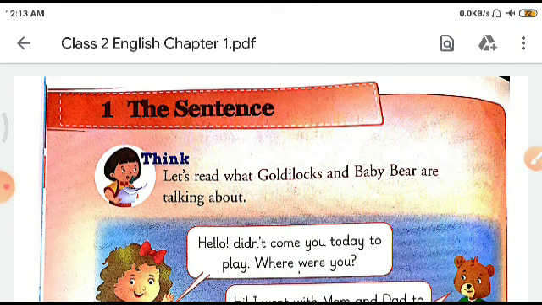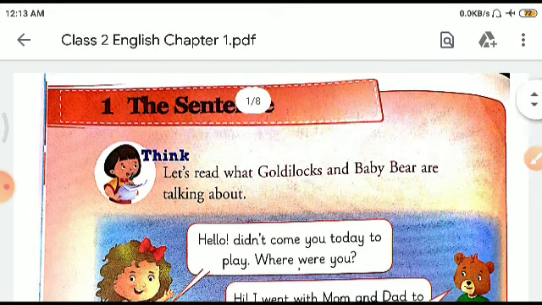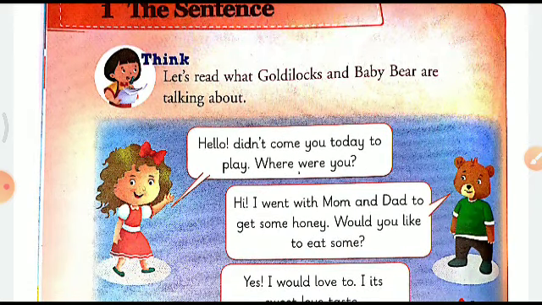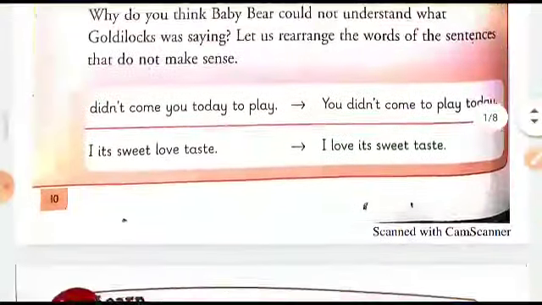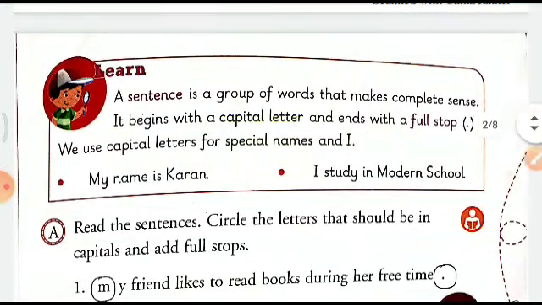We have already seen what is a sentence. We have already seen the discussion between Goldilocks and Baby Bear, in which we saw that Goldilocks was not speaking in proper English. Then we saw some corrections, and then this definition of a sentence: a sentence is a group of words that makes complete sense. It begins with a capital letter and ends with a full stop.